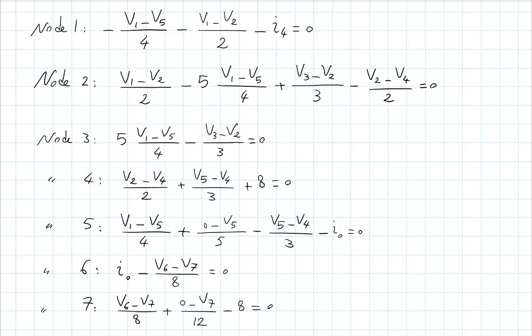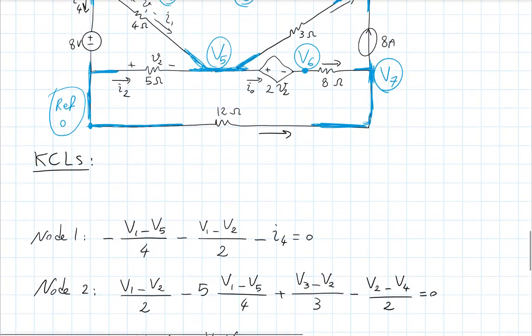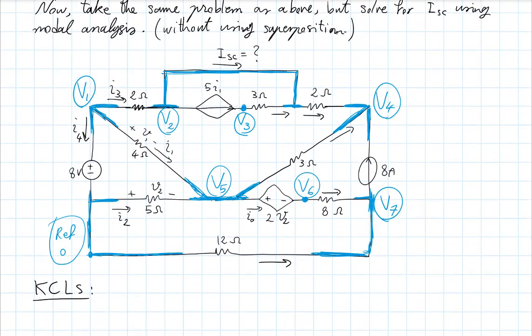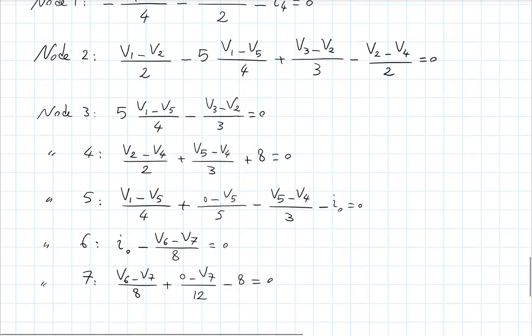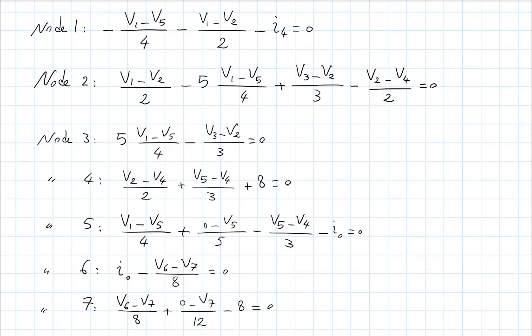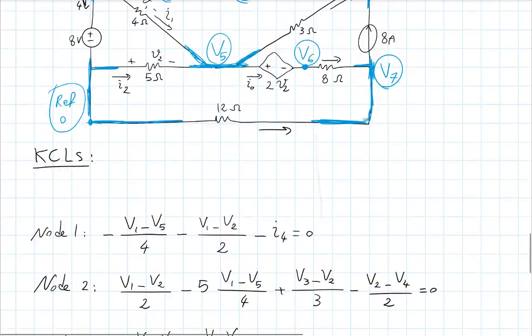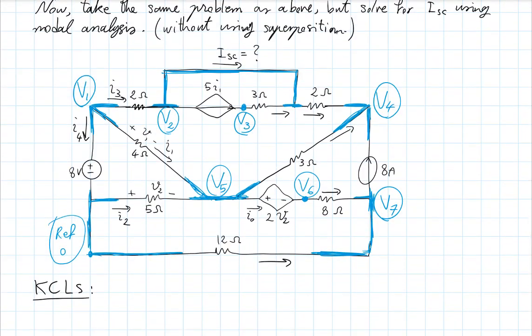Now I have all the 7 voltages that are unknown, but I also have the little current I0 and I4, the currents of the voltage sources, be it dependent or independent voltage sources. Their currents are unknown. So I have 7 equations and 9 unknowns. But there is a couple of other pieces of information here that I have, which I haven't used yet. What are those?